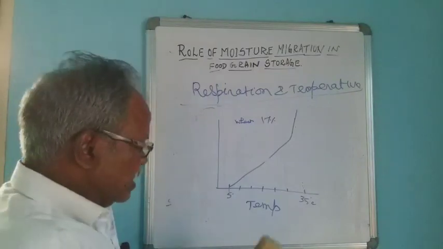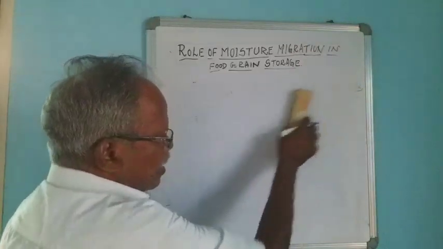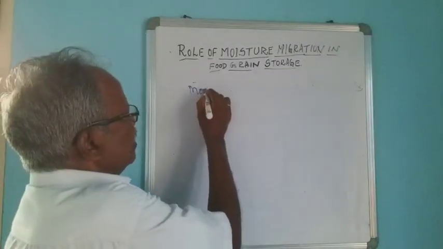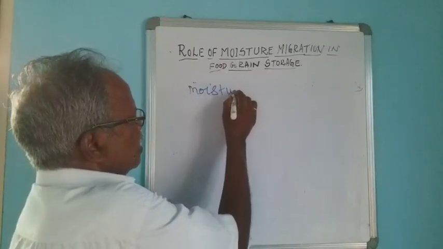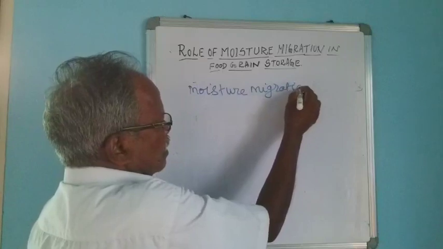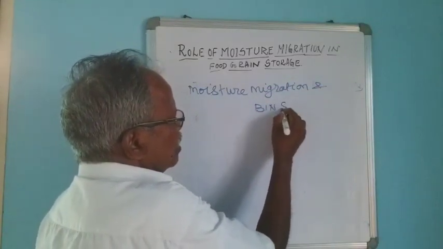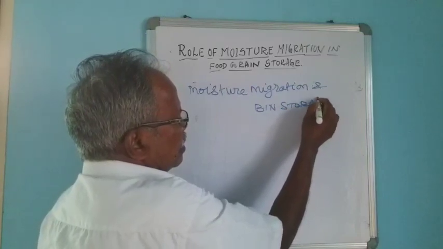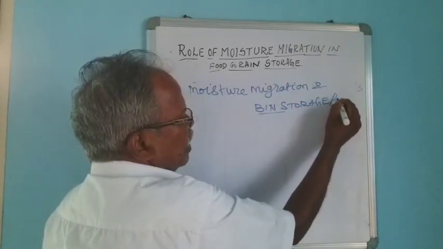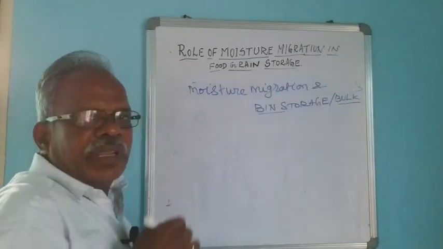Then another thing, moisture migration and bin storage, or bulk storage in bin.